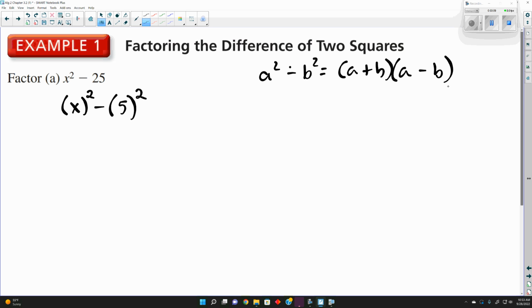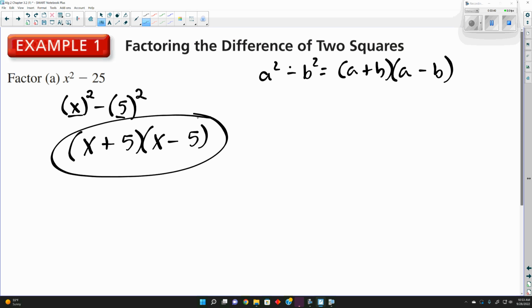So for our example here, a is what? B is, so we'd have a plus b, yes? So that would be x plus 5 times x minus 5. And I believe we had this one yesterday also. One of the ones we factored, we ended up getting x squared minus 25, worked out to be x plus 5 times x minus 5. That's it. These here are nice because they work in this pattern every single time.